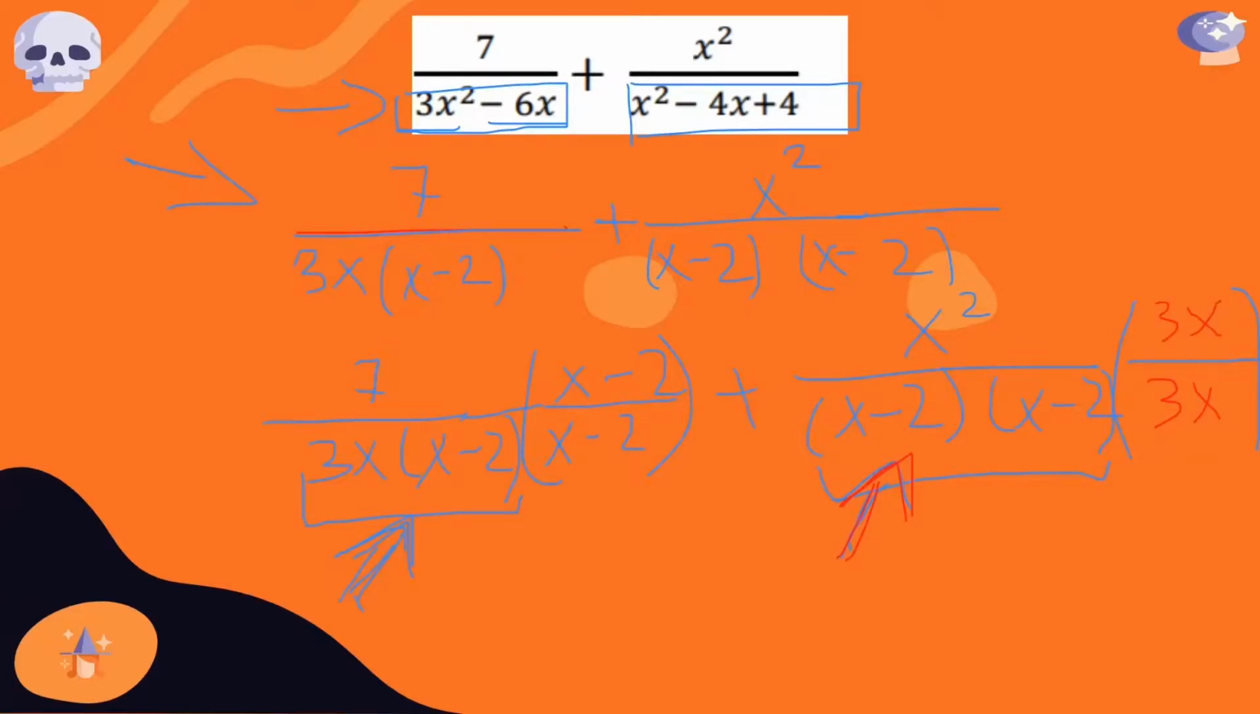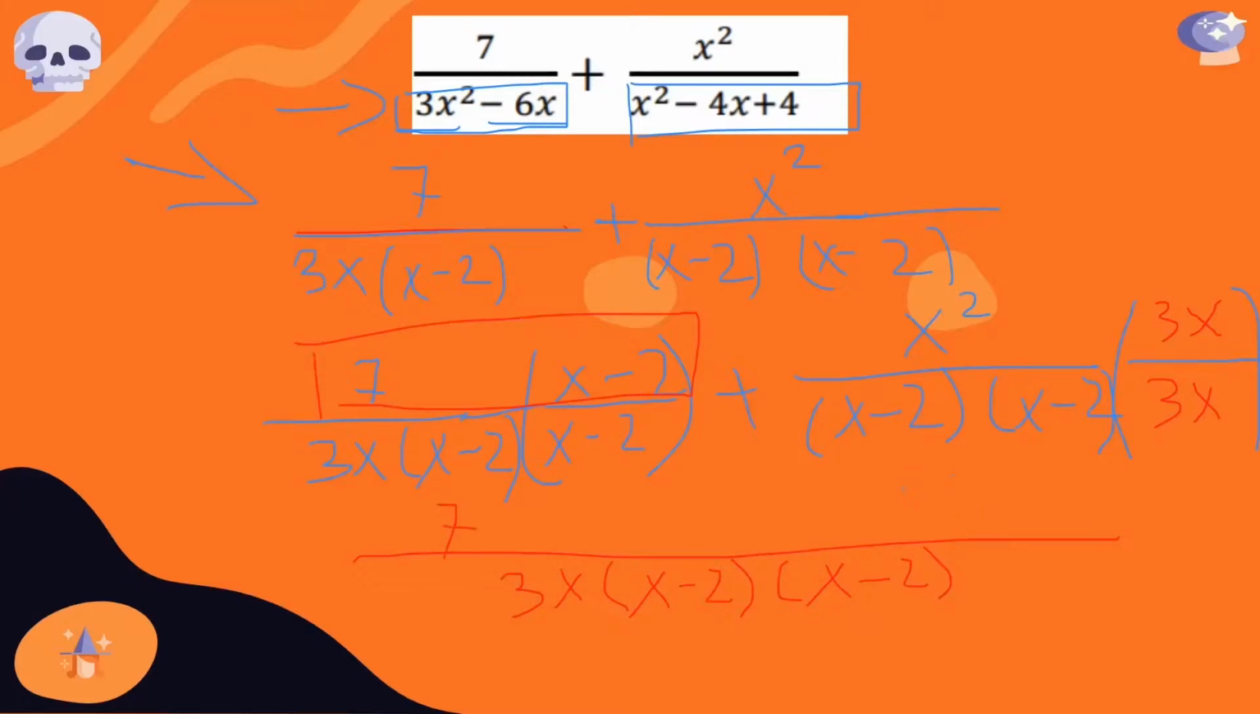Now, if you take a look at the bottom, the denominators, what do you see? Do you see what I see? They're the same. Yep. So you just created what? The common denominator. Yay. So I'm just going to bring down the denominator. And whatever I have at the top, I'm just going to multiply them. So 7 times x minus 2 plus this right here, x squared times 3x.